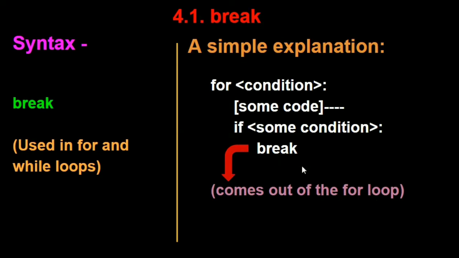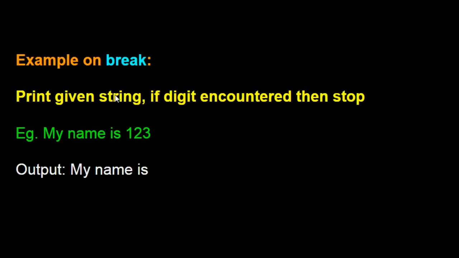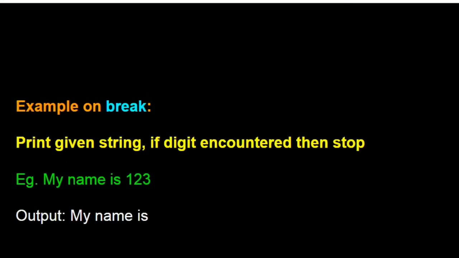Now let's look at an example using the break control statement. Our question says print the given string, and if any digit is encountered in the string, then stop executing it. For example, my name is 123. That is not possible. So as soon as 1 is encountered, it will come outside the loop and the output will only be my name is. Now let's see how this works.